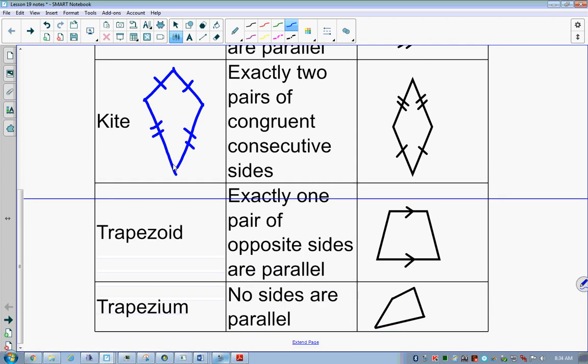Then we have a trapezoid, which has exactly one pair of opposite sides that are parallel. And there are different types of trapezoids. We have isosceles trapezoids, those types of things. And then we have a trapezium. A trapezium is basically anything else, right? It's not a parallelogram, it's not a kite, it's not a trapezoid. It's just an odd-looking four-sided polygon.